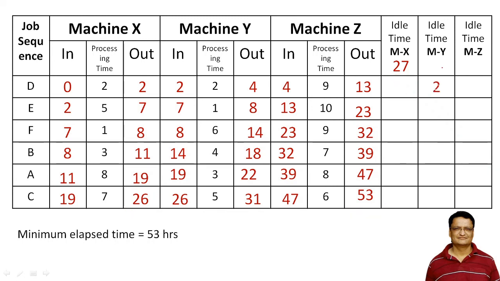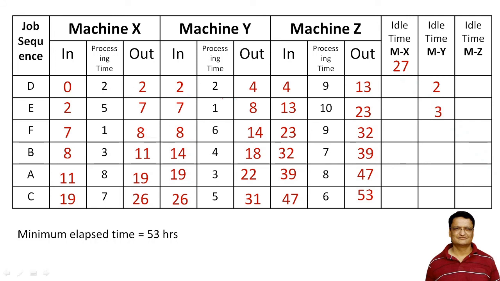Next, the machine Y. Now this machine Y didn't start at 0 point. It started from the second hour, right? Okay, because it was waiting for first job. So 2 will be the idle time in this first row.